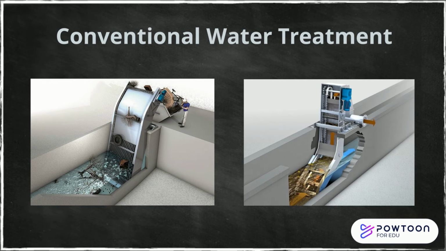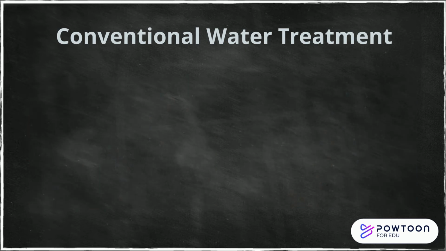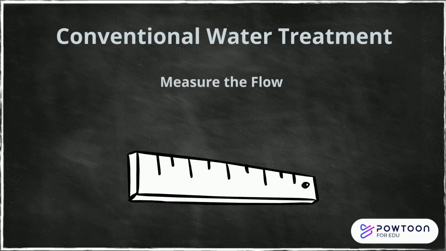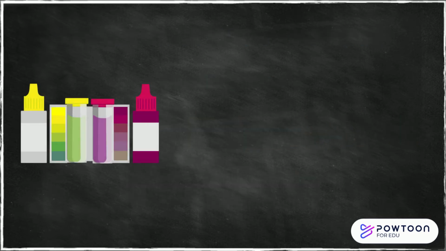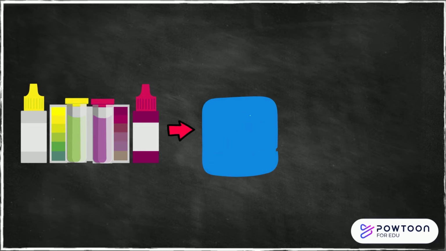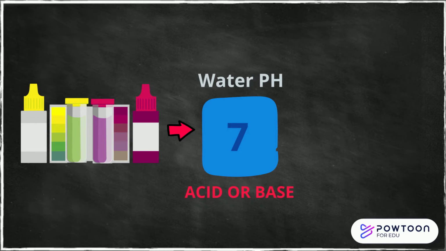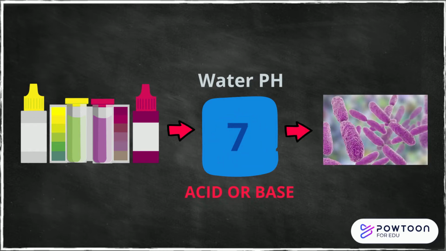The next thing that happens as the water goes through the water treatment plant is we measure the flow. How much water is coming in? The pH is tested and then it is adjusted. Drinking water pH is usually around 7. At this point, an acid or a base is added to correct the pH. The water is tested for coliform.